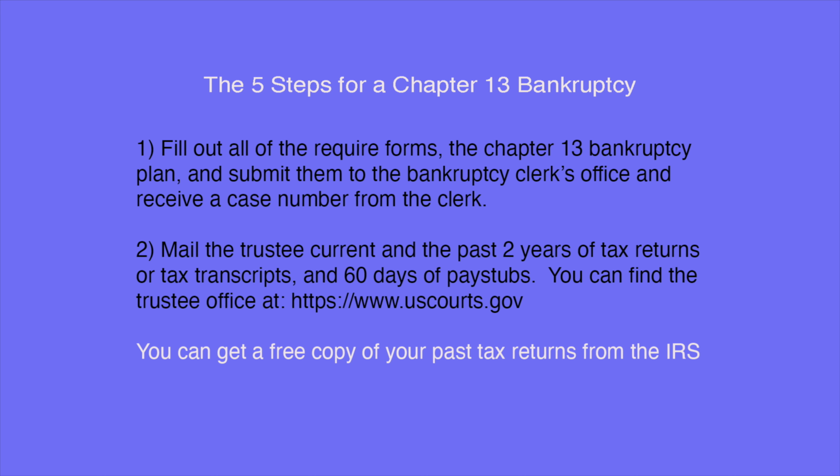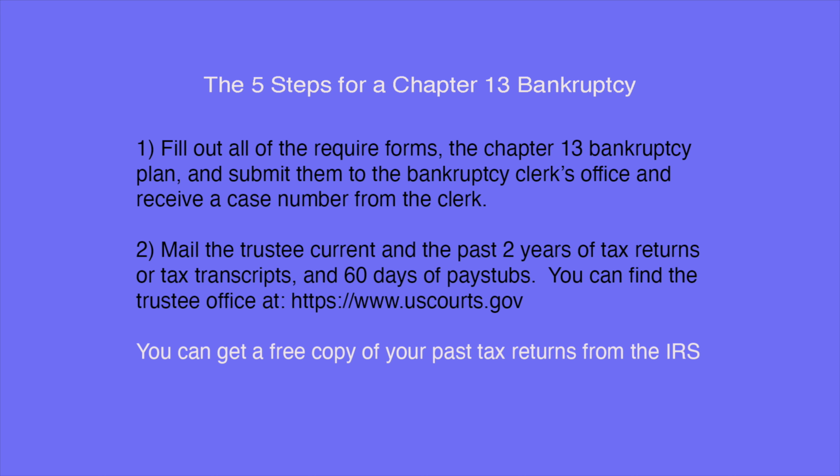In general, the steps for a Chapter 13 bankruptcy are: 1. Fill out all the required forms, the Chapter 13 bankruptcy plan, and submit them to the bankruptcy clerk's office and receive a case number from the clerk. 2. Current and the past 2 years of tax returns or tax transcripts and 60 days of pay stubs.